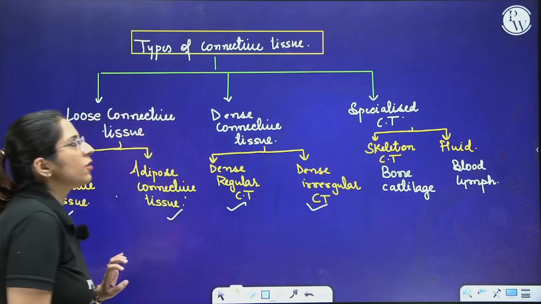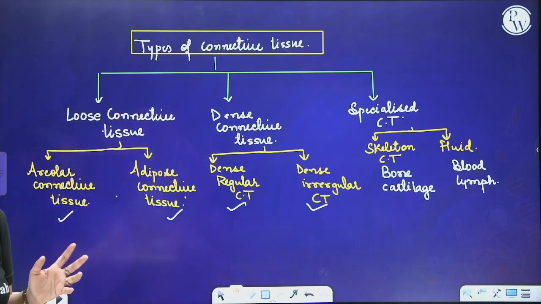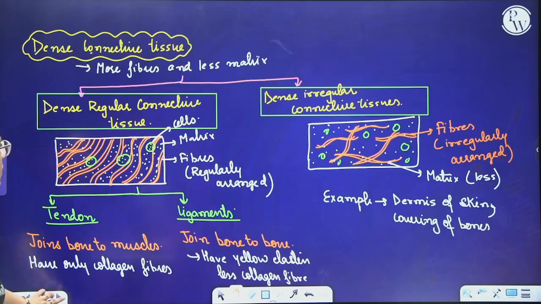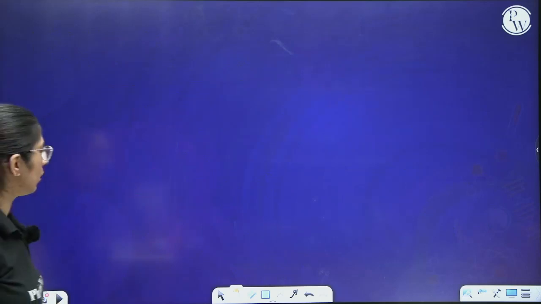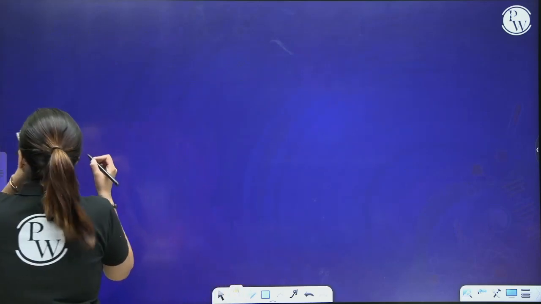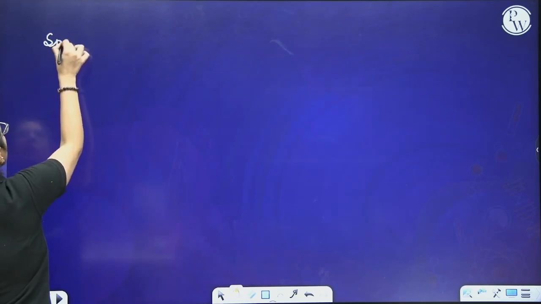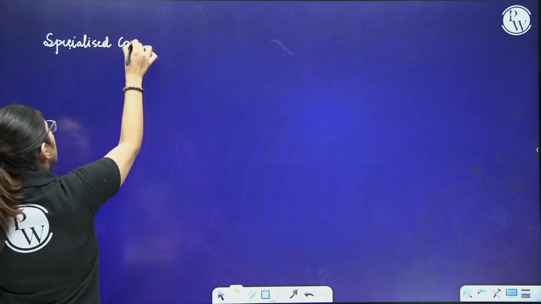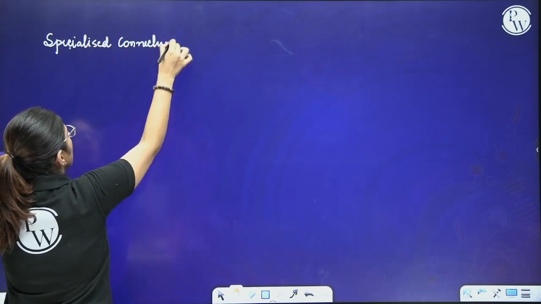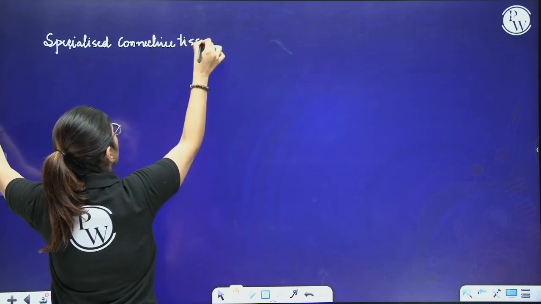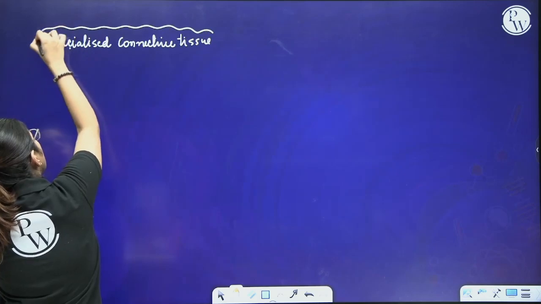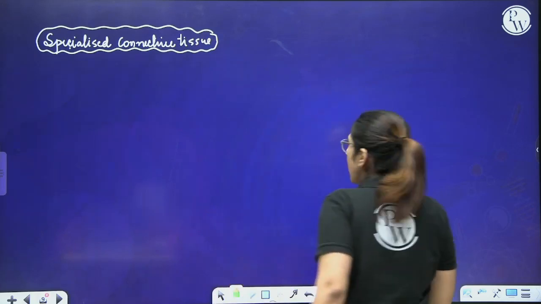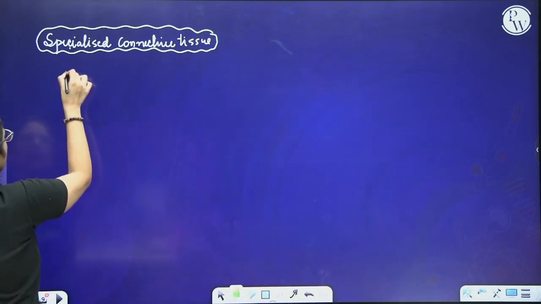Now let's talk about the specialized connective tissue. We have to talk about the cartilage as well as the bone. So let's start with specialized connective tissue. In this case, first I am dealing with the skeletal connective tissue.